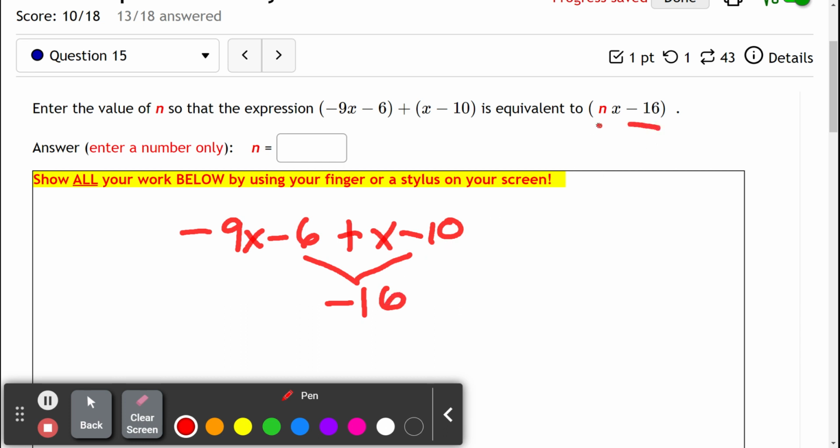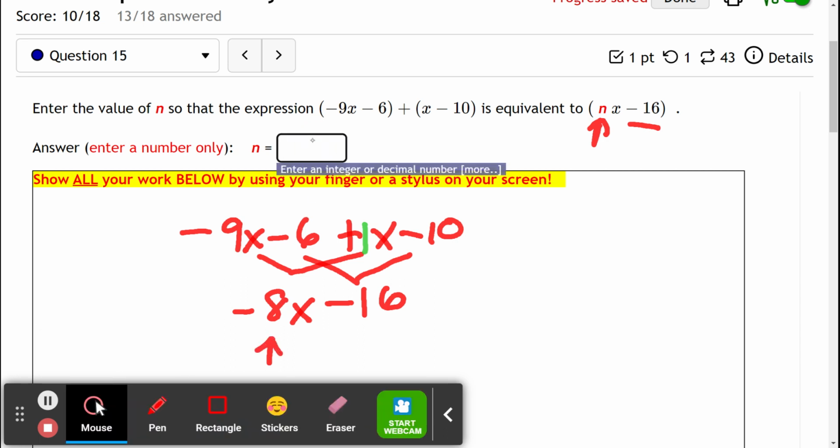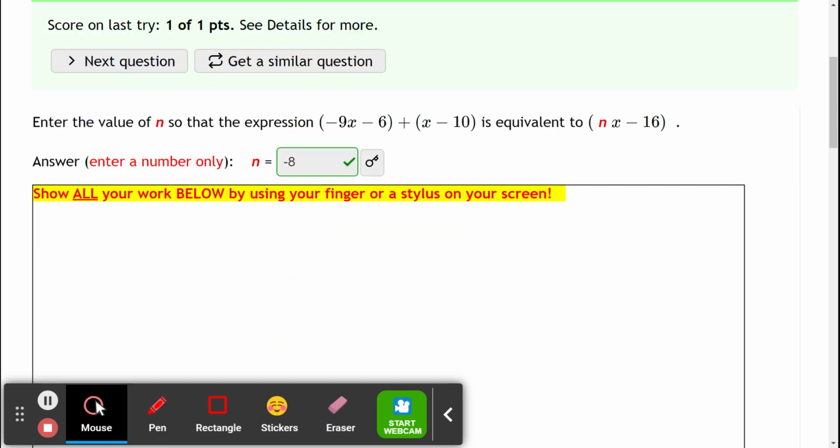Okay, great. But I'm trying to find out, what is the n? What is the number in front of the x? To do that, I have to combine negative 9x plus, this counts as 1x. So negative 9 plus 1, that's negative 8x. So what is the n? The n is negative 8. So I will put negative 8 in there, and that would do it.